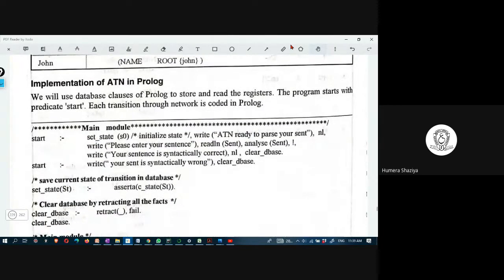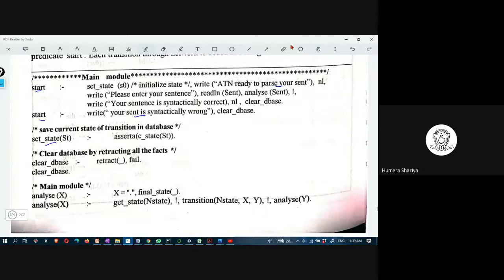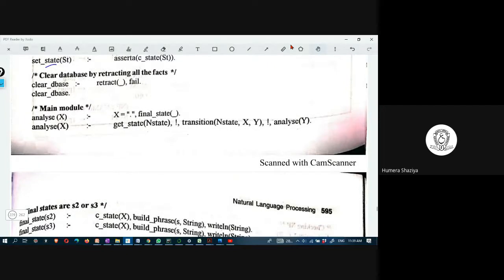And then the implementation of ATN in Prolog. In the Prolog language, how do we implement it? We write start, then colon dash, and specify what the start is. One start is for a wrong sentence and one is for a correct sentence. Then the states: we use registers, and registers store the data along with the number. The number here is whether the word is of singular or plural type.